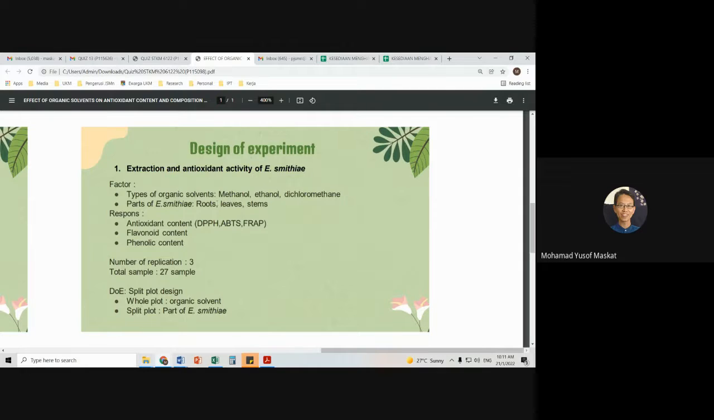So methanol is 1 set of data, because you will be doing 3 replications. And this is 1 set of data compared to ethanol, another set of data, and also compared to dichloromethane, another set of data. So because we are comparing between more than 2 sets of data, the t-test is not suitable.